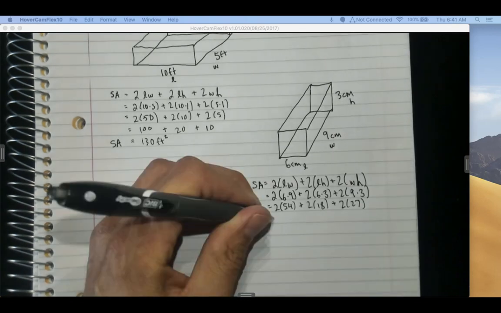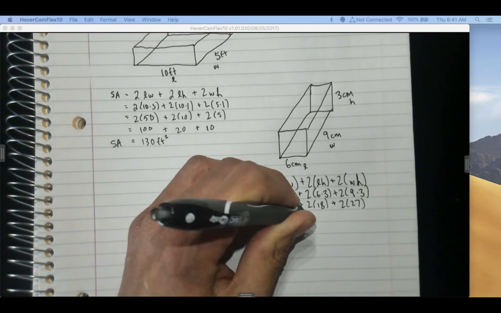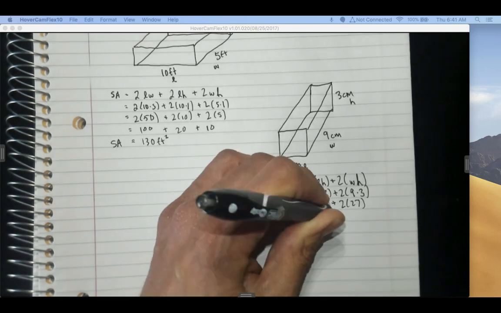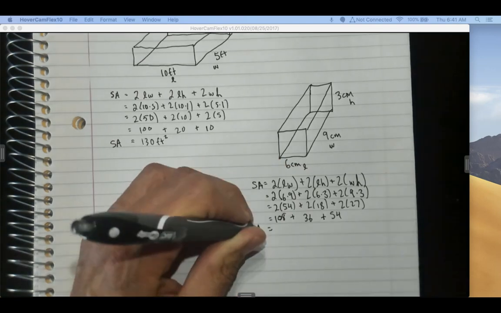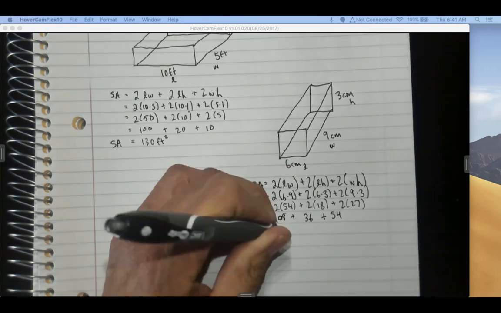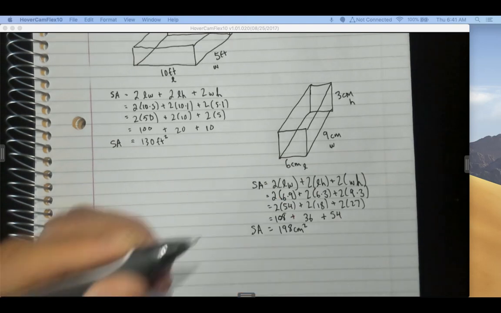108 plus 36 plus 54. When I add those all together, I get a surface area of 198 centimeters squared. And that was the answer to practice problem number 2.